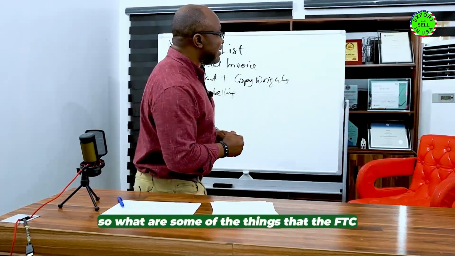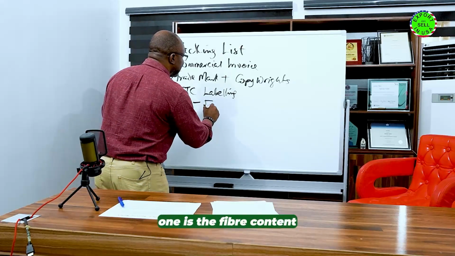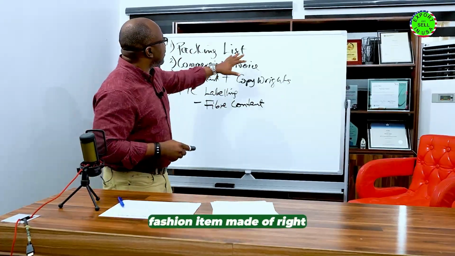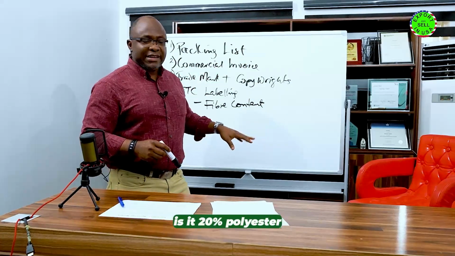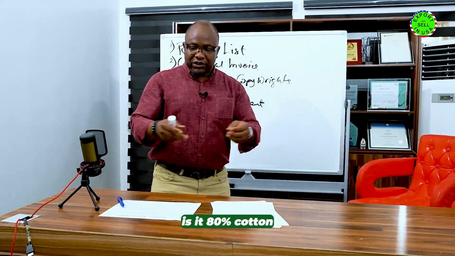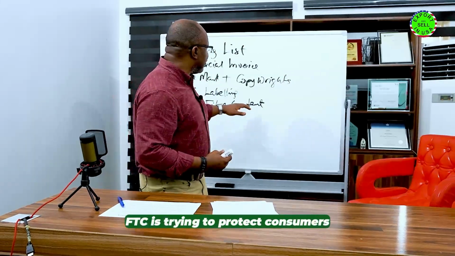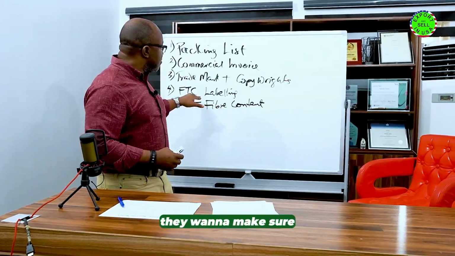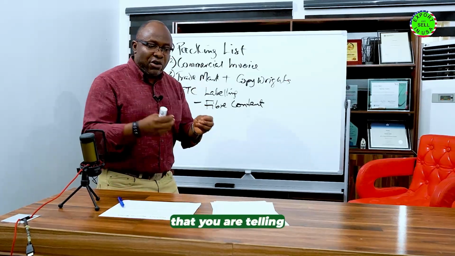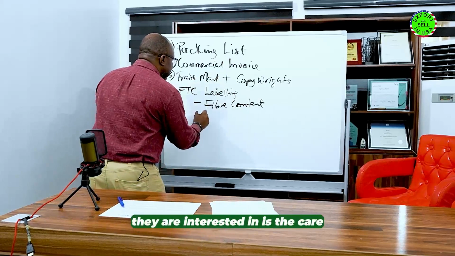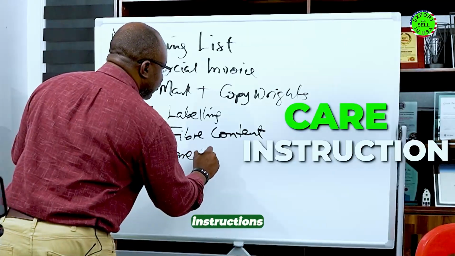So what are some of the things that the FTC is worried about? One is the fiber content. What is that fashion item made of? Is it 20% polyester? Is it 80% cotton? Is it 100% cotton? FTC is trying to protect consumers. They want to make sure that you are telling consumers the right thing about what you are exporting. The next thing they are interested in is the care instruction.